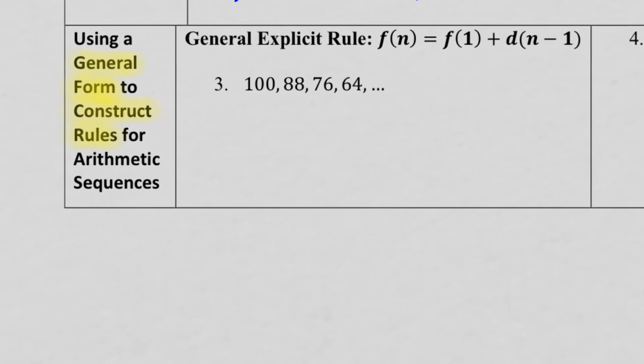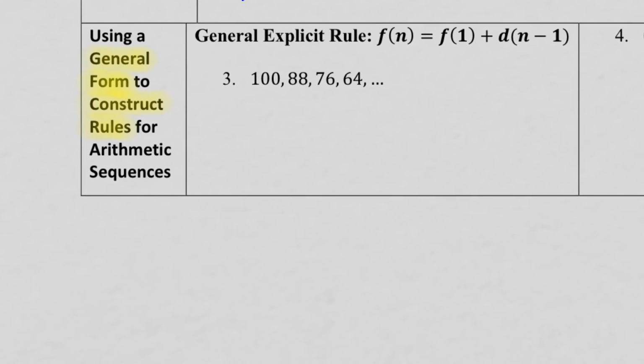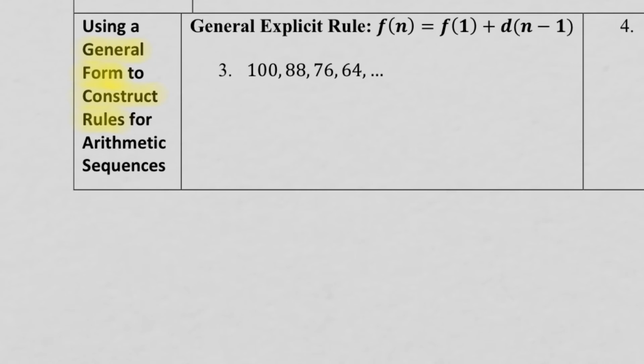Now let's highlight the formula, and what I'll say about the formula is that I want you to memorize it. So start working on memorizing that formula. f of n equals f of 1 plus d times n minus 1. f of n equals f of 1 plus d times n minus 1.